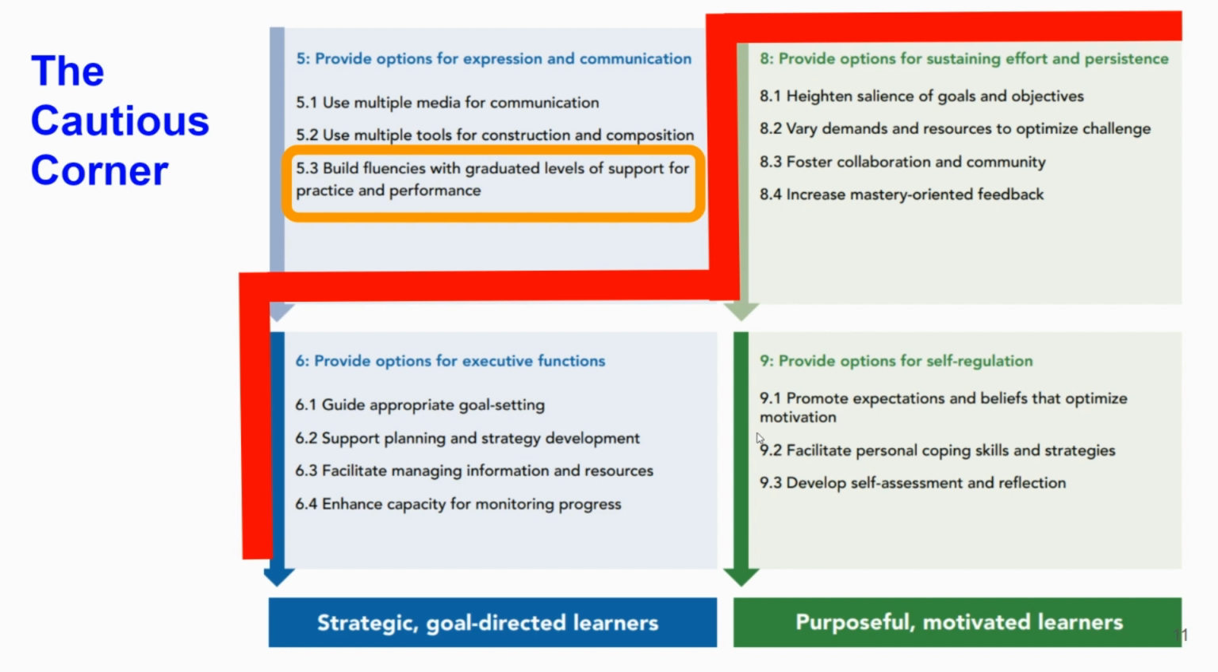But if you look at 6, 8, and 9, we have this big red line that's cordoning it off. And the reason for that is we have to be super careful because students on any given day may or may not be able to do what's in 6 and what's in 8. So let's look at 6 first. So that's executive function. Setting your own goals, making sure that you can figure out, hey, what's the best way to do this? How do I keep track of information and my stuff? And how do I know I'm doing this well?